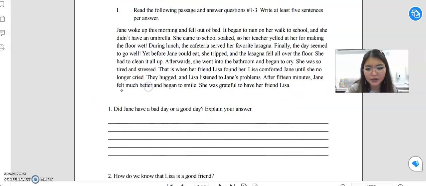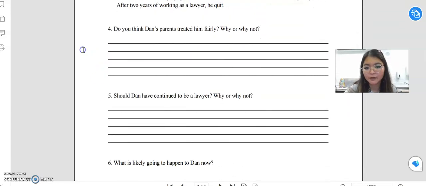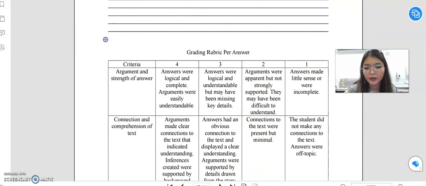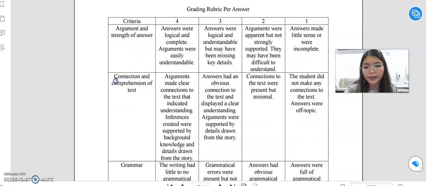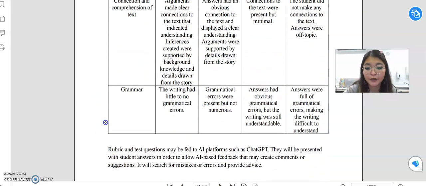So they have to read the passage, and they write their answers here. And that's the same for both parts. And so I have a grading rubric, and this is because I feel like when it comes to grading writing answers, you can be very subjective as a teacher. So here I put a rubric so that it's easier to grade and grade more fairly.